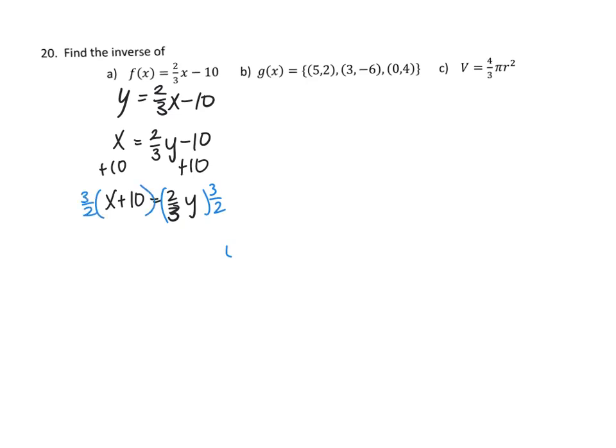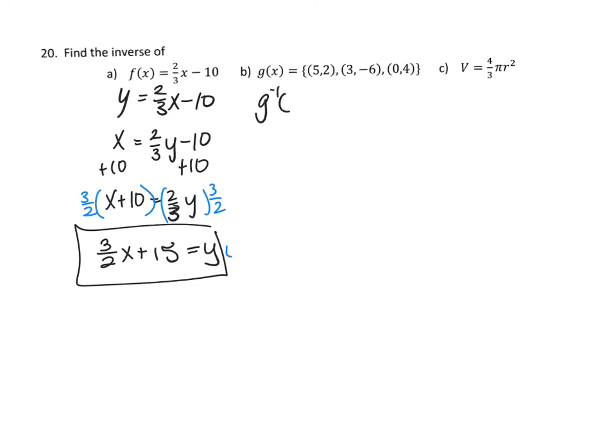And we get 3/2 x plus 30 halves, which is 15, equals y. And that's our inverse. Now b gives us a list of points: 5, 2; 3, negative 6; 0, 4. This should be the easiest one. The inverse of this, g inverse of x, that's some little notation for you, is swapping your x's and your y's: 2, 5; negative 6, 3; and 4, 0.